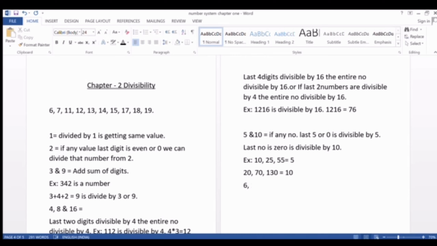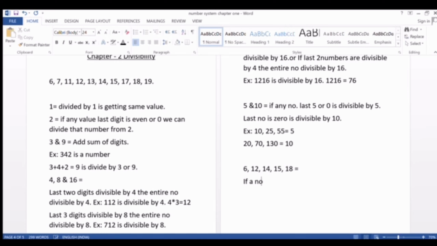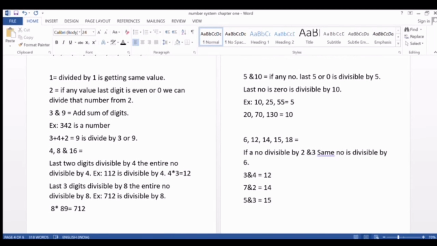Next we move on to the divisibility rules of 6, 12, 14, 15 and 18. These numbers have slight changes in their divisibility rules. I am explaining them one by one. The divisibility rule of 6: a number is divisible by 6 if it is divisible by 2 and 3, for example, we take 12.